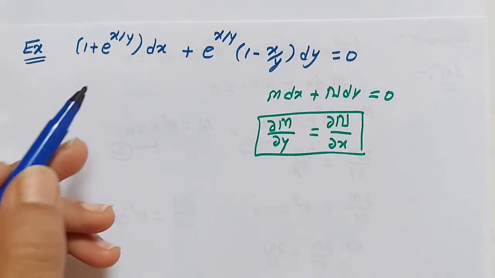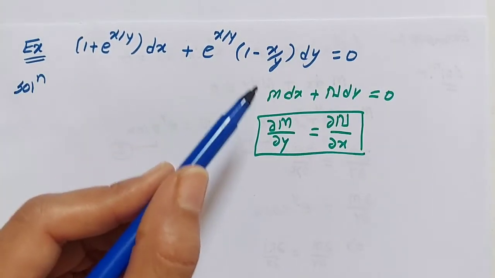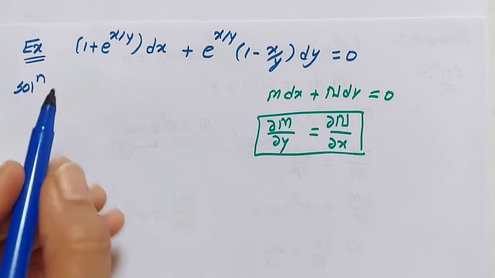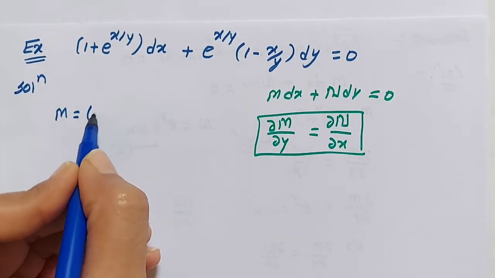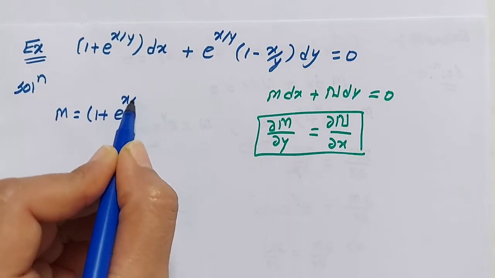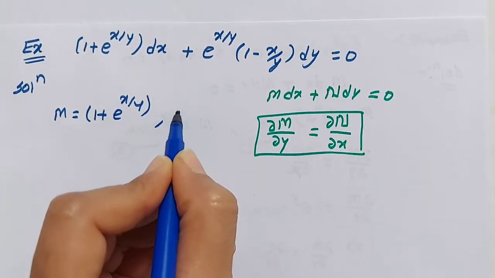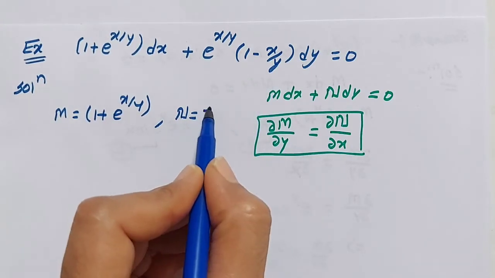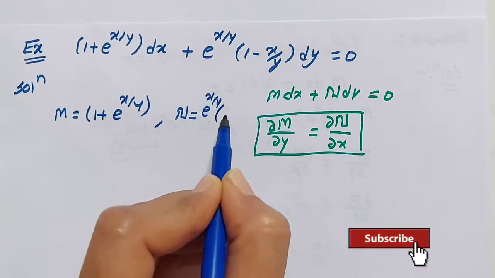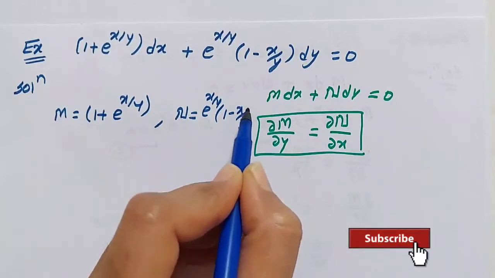Here we have the given differential equation. We compare this equation with the standard differential equation, then we get M is equal to the coefficient of dx, that is 1 plus e raised to power x by y, and N is equal to the coefficient of dy. So here the coefficient of dy is e raised to power x by y times (1 minus x by y).